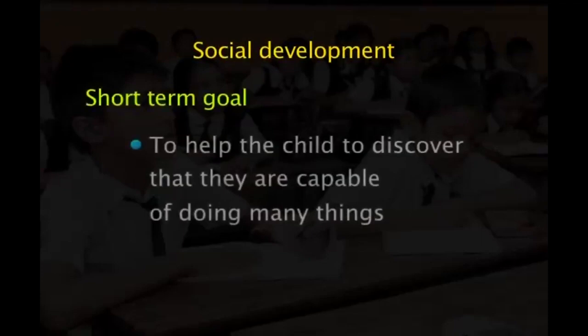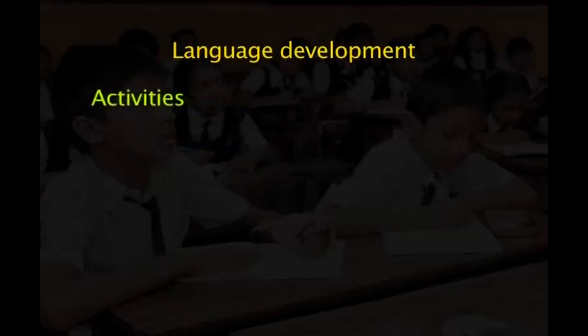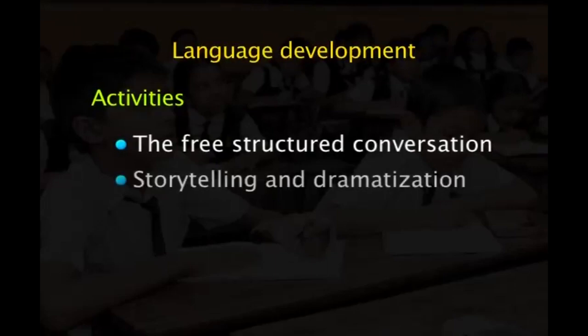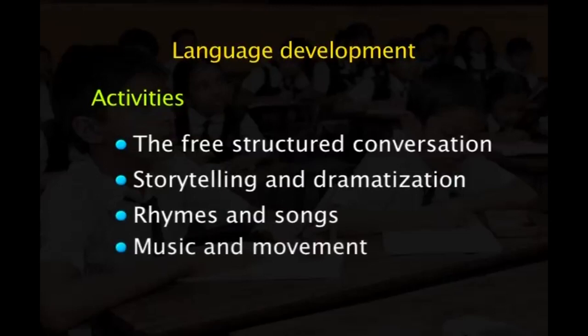Then the social development area. The short-term goal is to help the child discover that they are capable of doing many things. For this, the activities can be group games and structured games. Language development area: the short-term goal is to provide opportunities for listening and expressing skills. For this, the activities that can be suggested are free and structured conversation, storytelling and dramatization, rhymes and songs, music and movement.